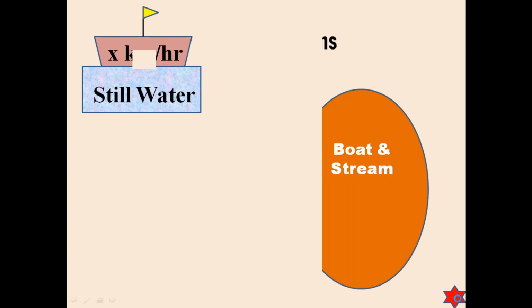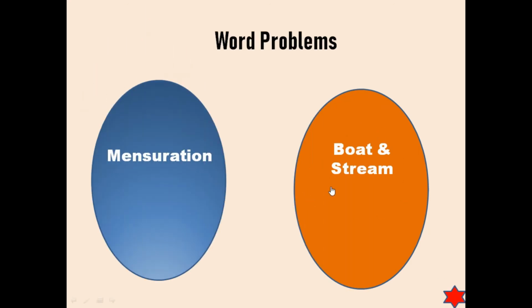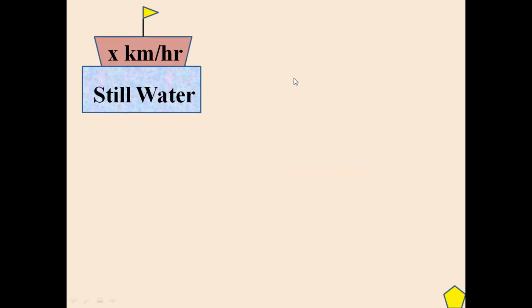Now we are coming to the boat and stream problem. What is a boat and stream problem? Let's look at this. If there is no movement of the water, then the boat will move at the speed defined by its engine. So if the engine speed is x kilometer per hour, that will be the speed of the boat because the water is not making any movement.